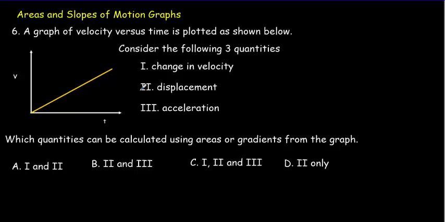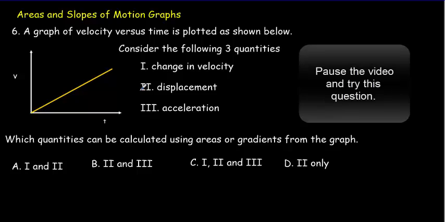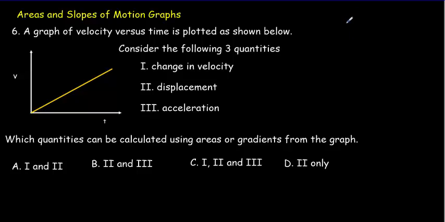Let's look at some problems involving areas and slopes of motion graphs. So here's question 6. Pause the video, try the question, come back for the answer. So what's important to keep in mind here is that here's a position time graph. The rate of change of position is what we call velocity. So we can use the slope of the xt graph to get the values of the vt graph.